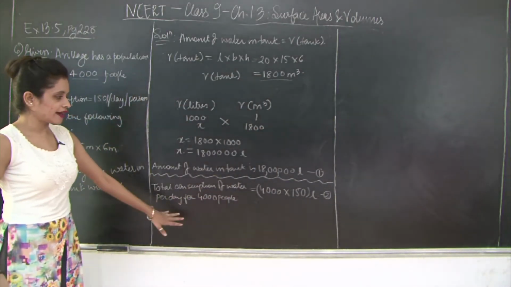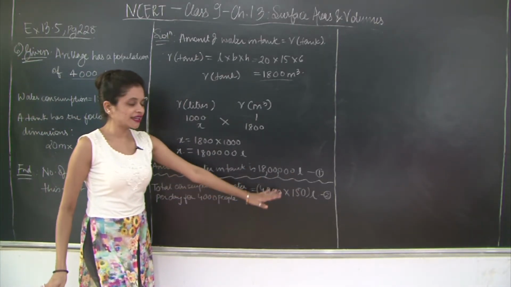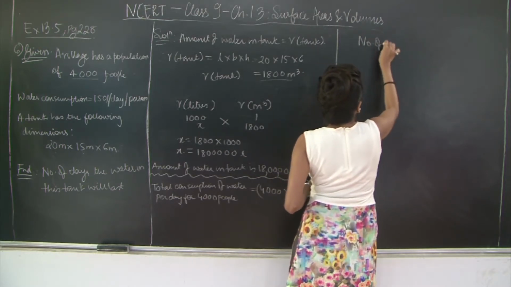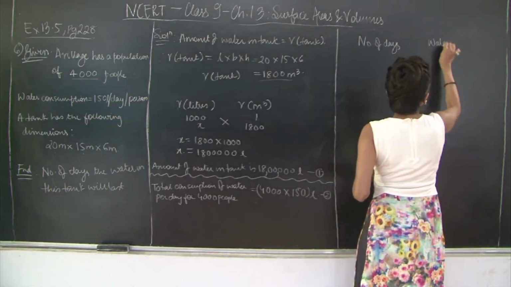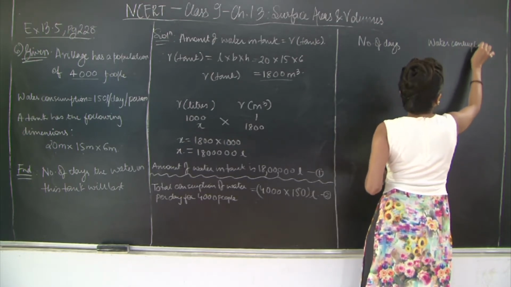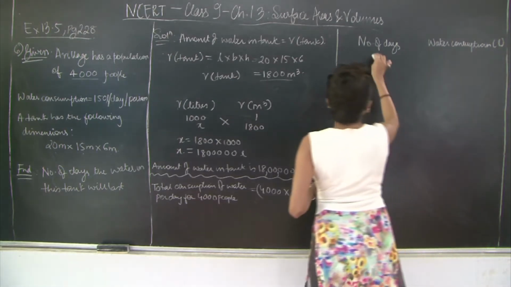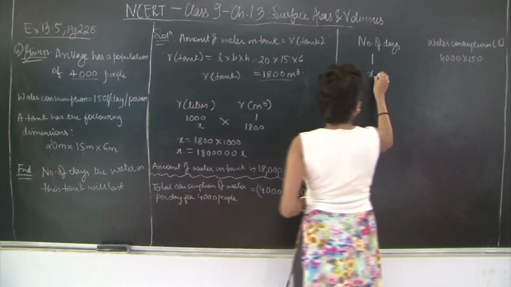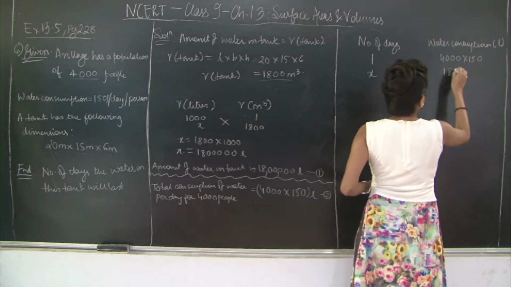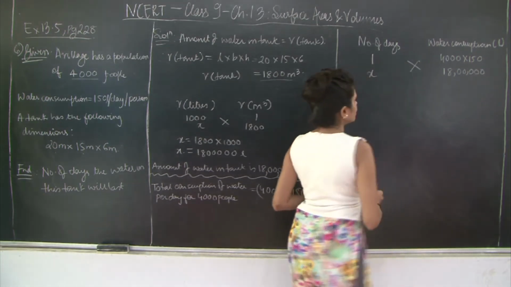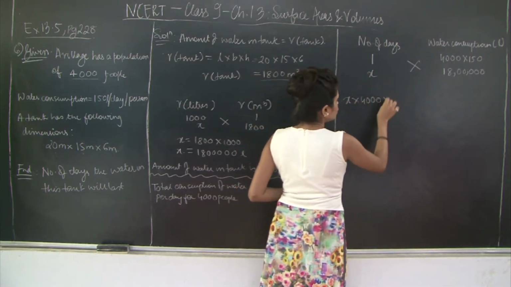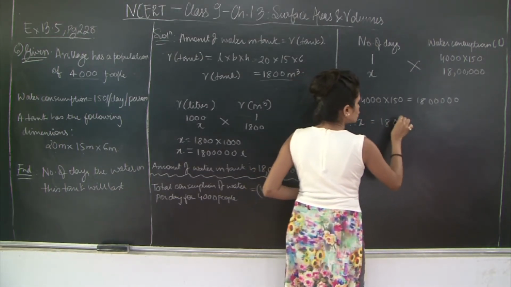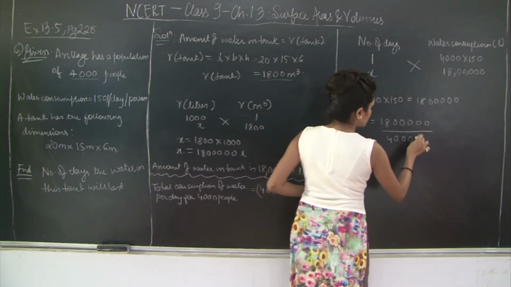So we have the total consumption for one day and the amount of water in the tank. Using unitary method, we can simply find the number of days this amount of water will last. So number of days and water required or water consumption in liters, right? In one day, the amount of water that is consumed is 4000 into 150. So for how many days will this amount of water last? So this is 18 and 5 zeros. When you cross multiply, what do you get? X into 4000 into 150 is equal to 1800000. Therefore, X is equal to 1800000 upon 4000 into 150.